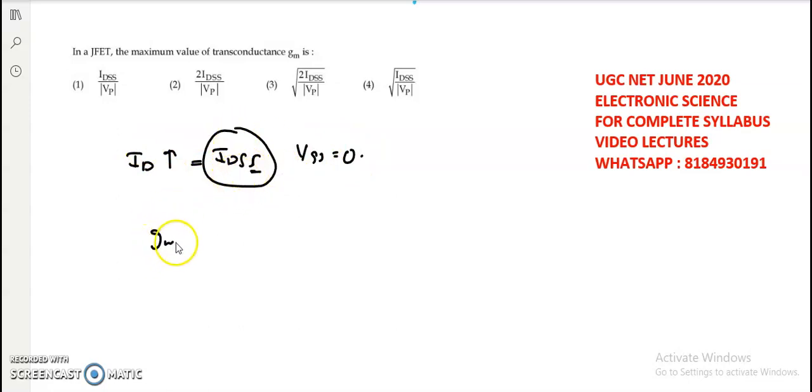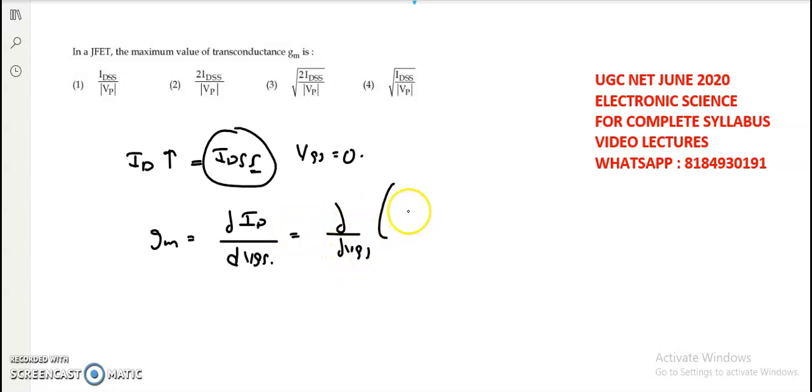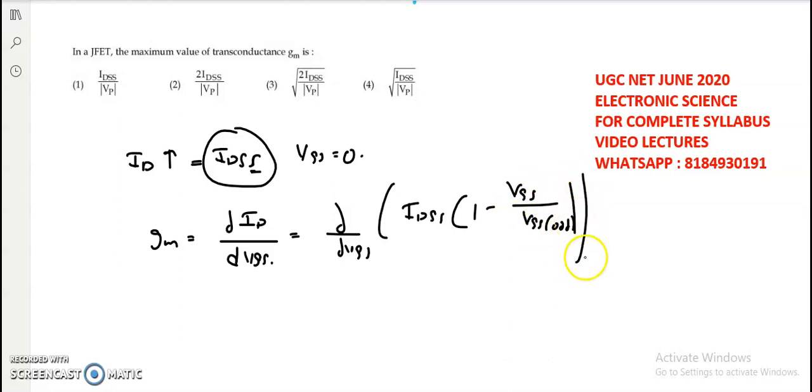So the transconductance can be given as a differentiation of, that means generally output current divided by input voltage. What is output current? That is ID in the JFET, and the input voltage is VGS. That means differentiation of ID with respect to VGS is the transconductance. So that becomes equal to d by dVGS of ID. What is the drain current expression for the JFET? IDSS of 1 minus VGS divided by VGS(off). So it is the expression.